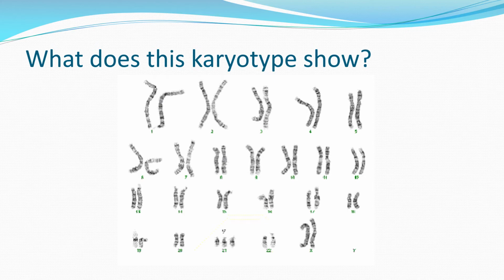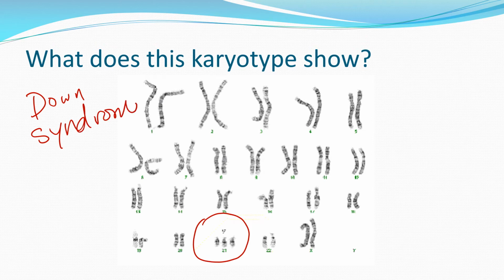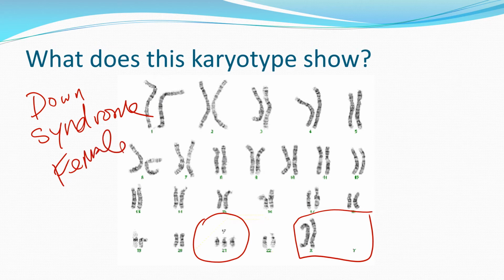I'll give you all 5 seconds. Okay, time's up. So you look, oh, look at this. There is a trisomy on 21. So this is a Down syndrome patient. And if you look at the sex chromosomes, it is a female because there's 2 X's.